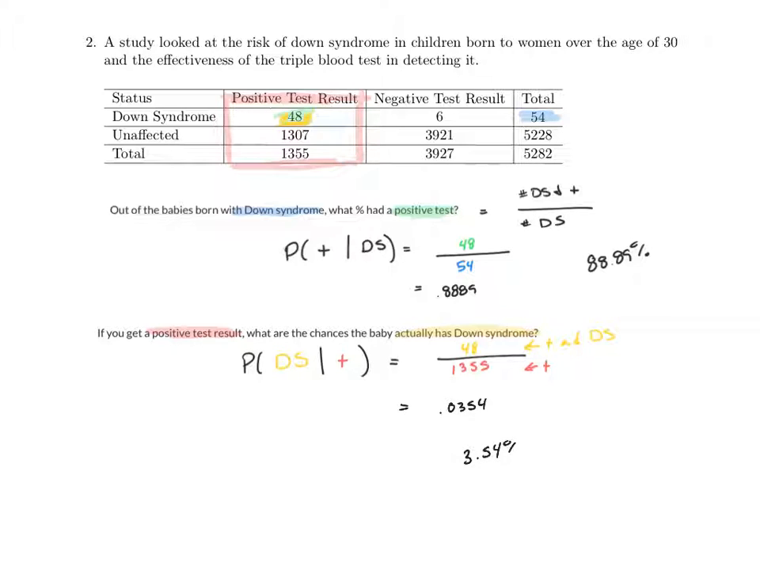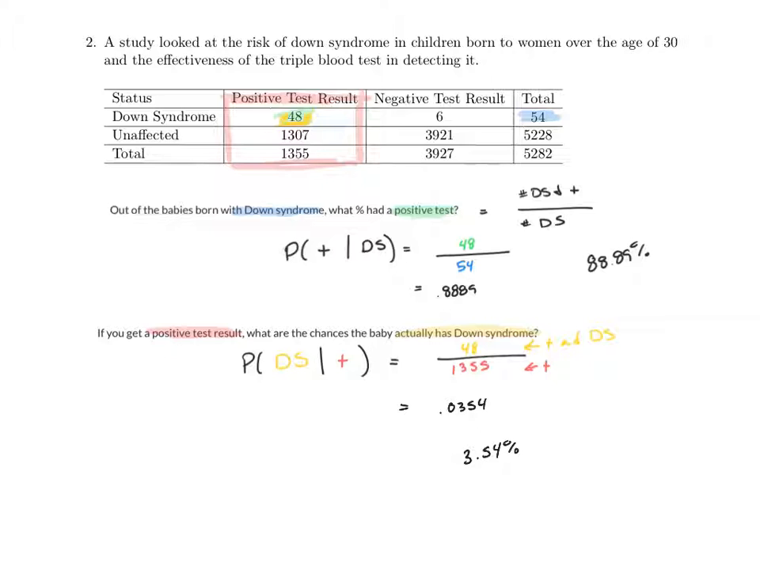Now this should cause you to pause for a second, because what this is telling us here is you go in, you get the triple blood test in the first trimester of your pregnancy, and if you get a positive on it, it looks like there's a 3.54% chance the kid actually has Down syndrome. Big question here. Does this look accurate?